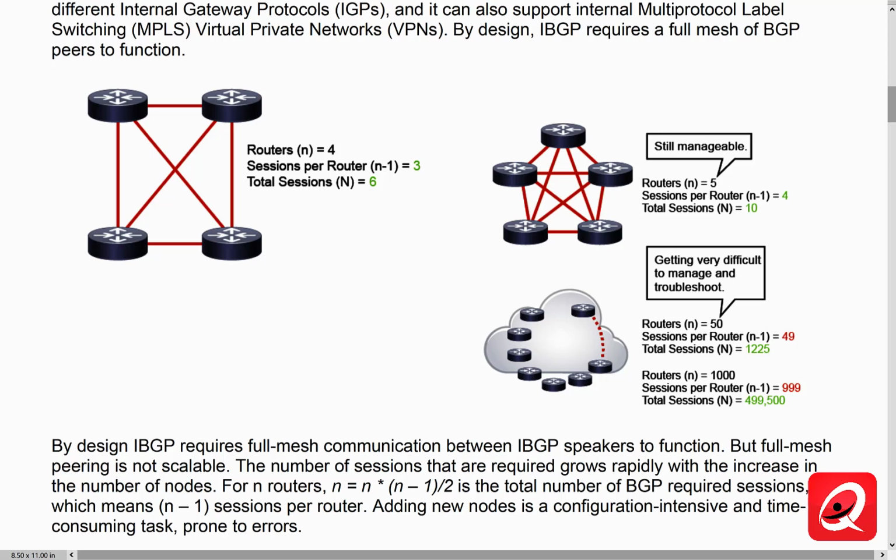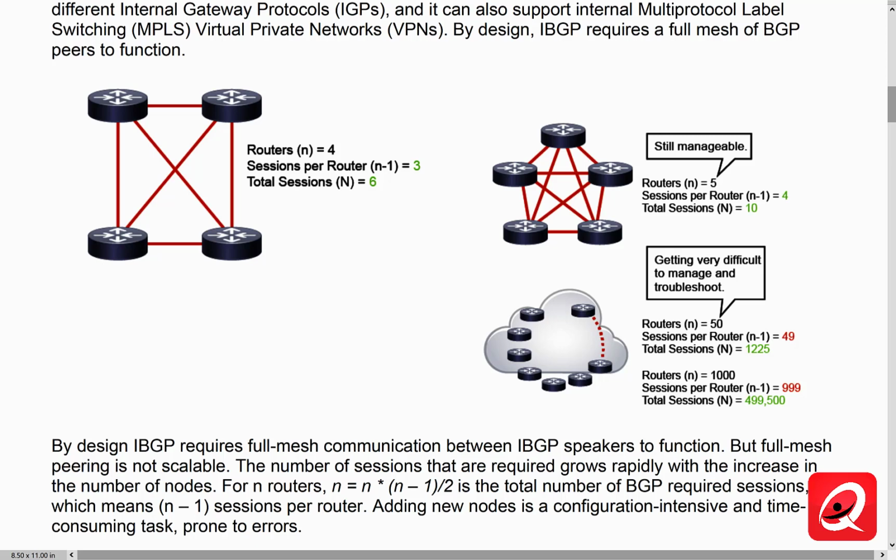The whole point in discussing all of this is that the full mesh peering option just really isn't scalable. If we had 50 routers, for example, and the book describes this, that would require over 1,225 iBGP sessions.